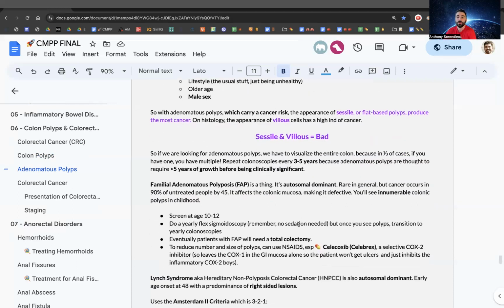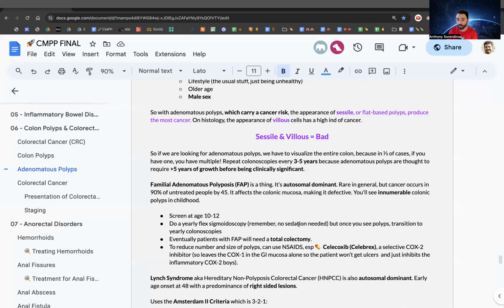Okay. So we have to visualize the entire colon because in 1/3 of cases, if you have one of these, you have multiple. We want to repeat the colonoscopy every 3 to 5 years because the polyps are thought to require greater than 5 years of growth before being clinically significant.